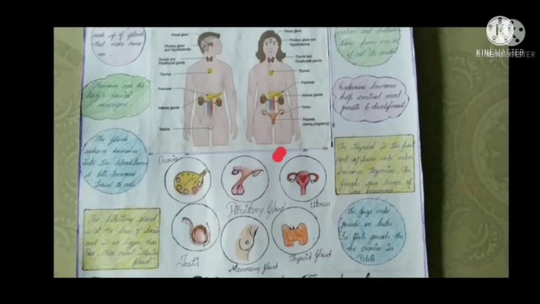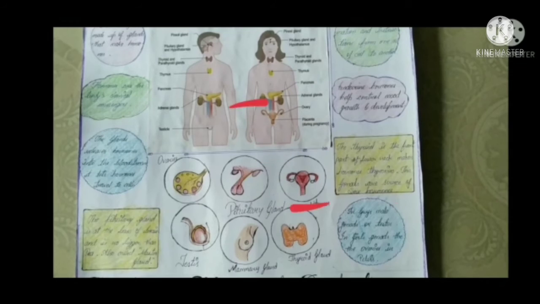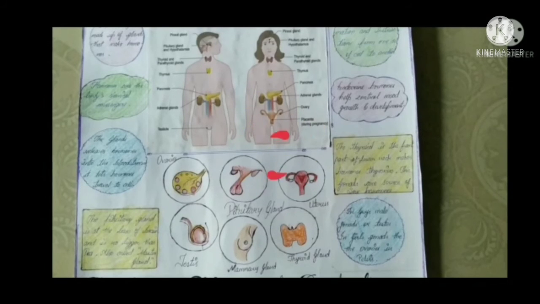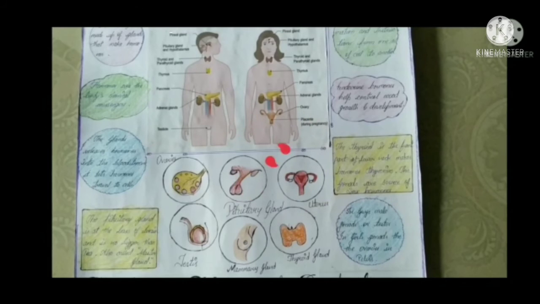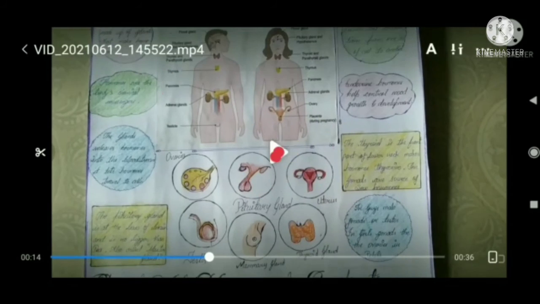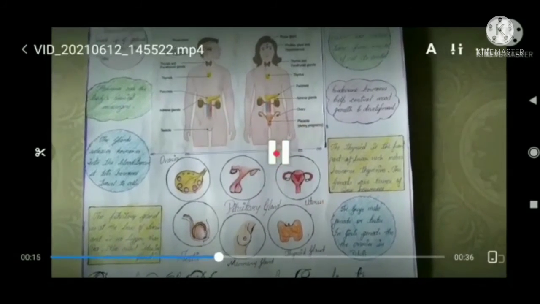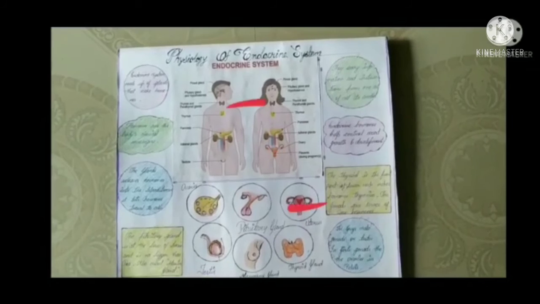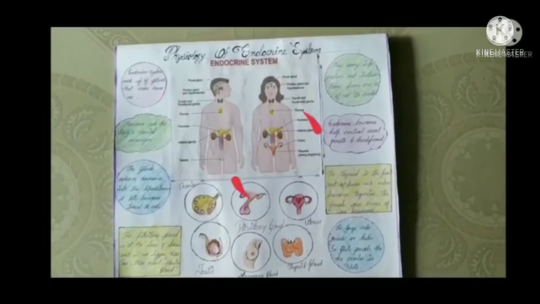The pituitary gland is at the base of the brain and is no larger than a pea, also called the master gland. The thyroid, in the front part of the lower neck, makes hormones such as thyroxine. The gonads are the source of sex hormones. In guys, the male gonads are the testicles. In girls, the gonads are the ovaries in the pelvis.